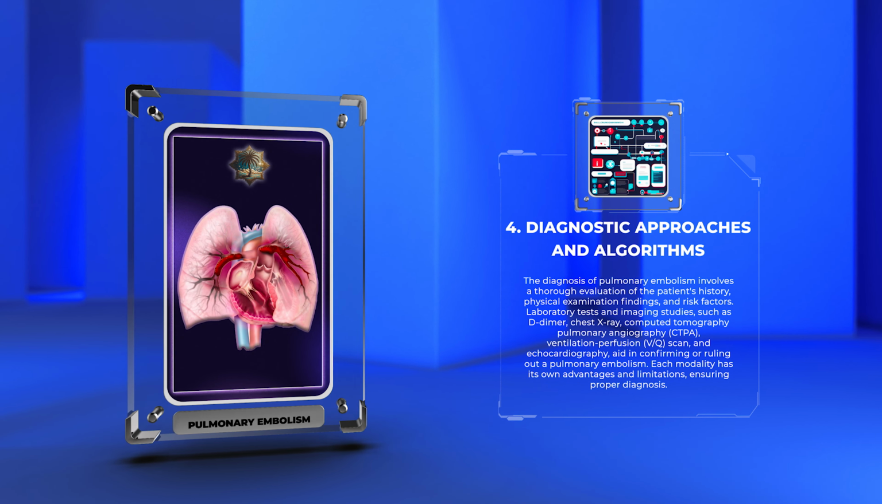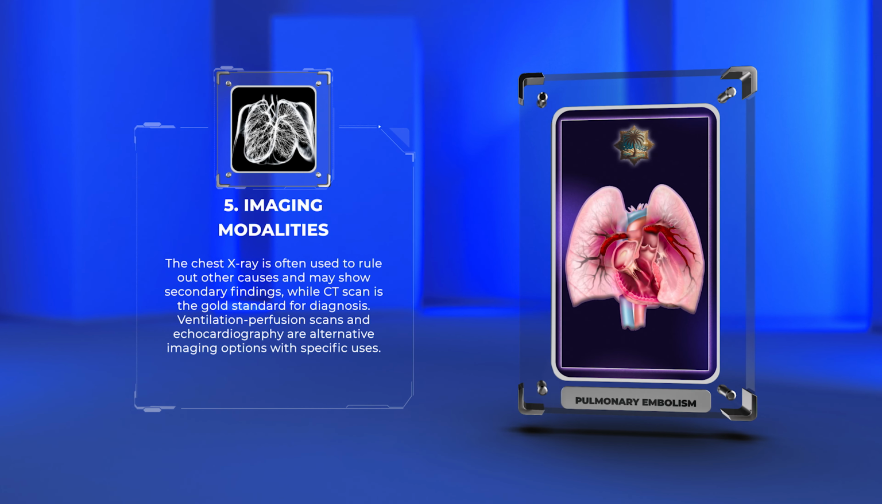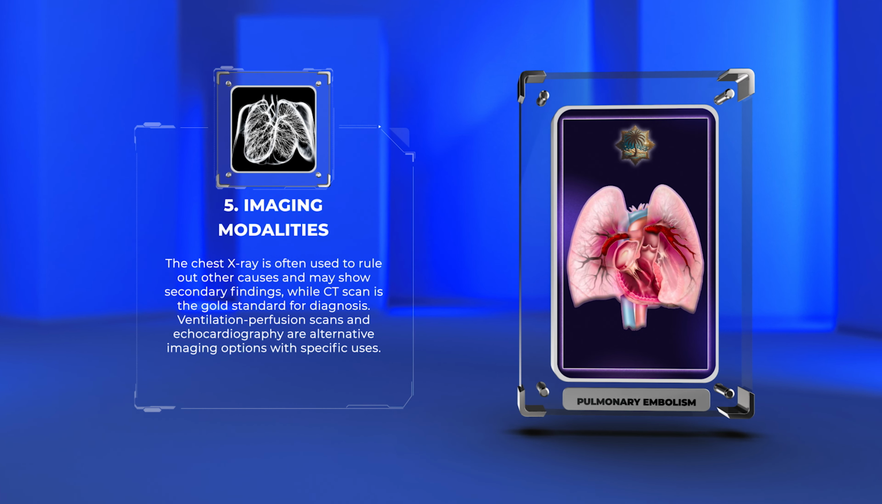The chest X-ray is often used to rule out other causes and may show secondary findings, while CT scan is the gold standard for diagnosis. Ventilation perfusion scans and echocardiography are alternative imaging options with specific uses.